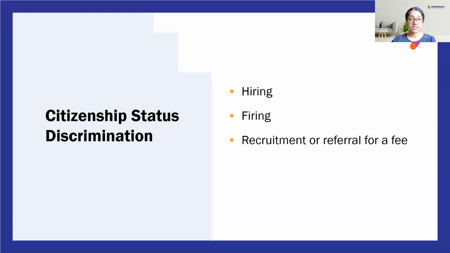Again, this type of discrimination is in hiring, firing, recruitment, or referral for a fee. So discrimination based on the terms and conditions of employment, for example, if an employer is paying a refugee a lower rate than they are other citizenship status groups, that's not the type of discrimination that would be covered by our office, but there may be other federal agencies that can address these types of issues. Next slide, please.